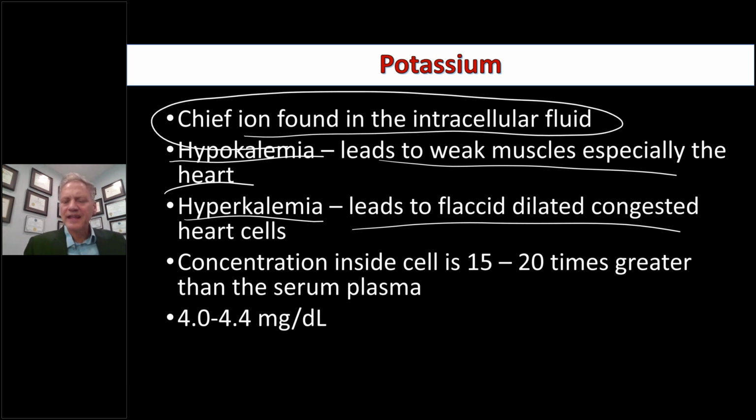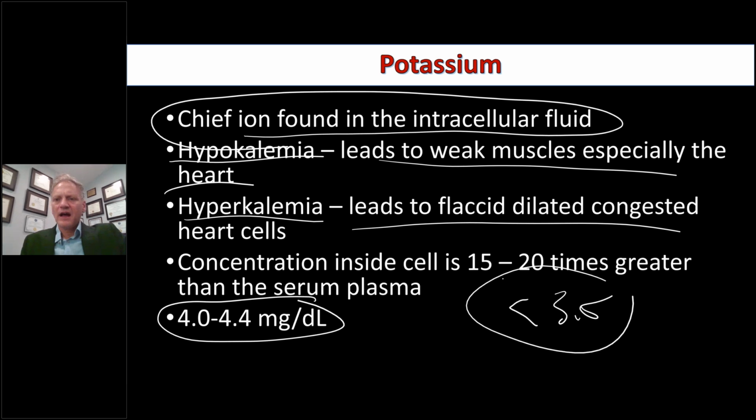Okay, so concentration inside the cells is 15 times higher. Our functional range on this is going to be 4 to 4.4. Once it goes below 3.5, it is really getting low, and I'm starting to get more concerned about it. All right, increased in adrenocortical hypofunction, acidosis, and potassium-sparing diuretics. Plasma renin increase in beta blocking drugs. These are things where you can see an increase in potassium.